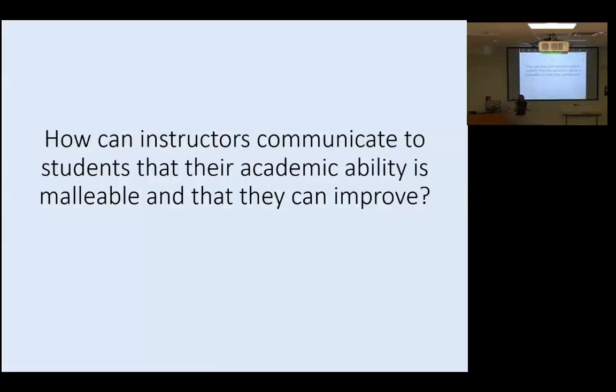So some of you might have something to write on. So let's take a little pause to recap and collect our thoughts on your ideas on how you think instructors can communicate to students that their academic ability is malleable and that they can improve if they put in the effort. So we're going to take a minute.